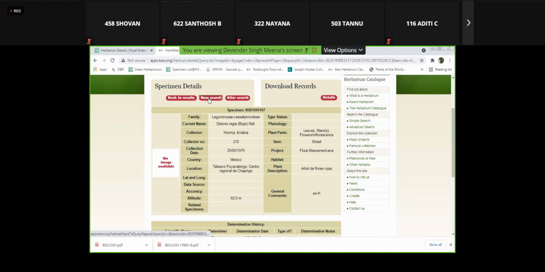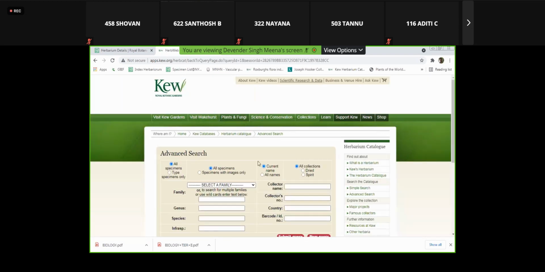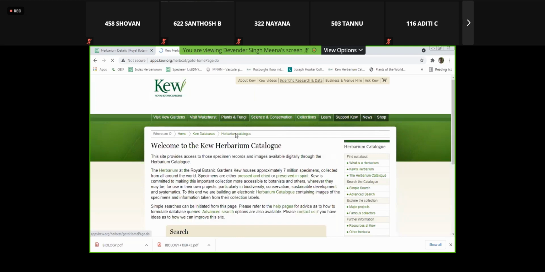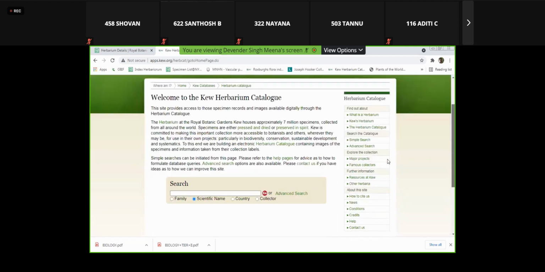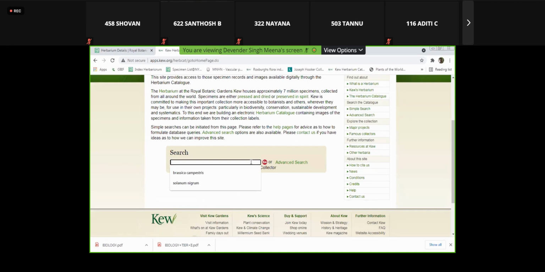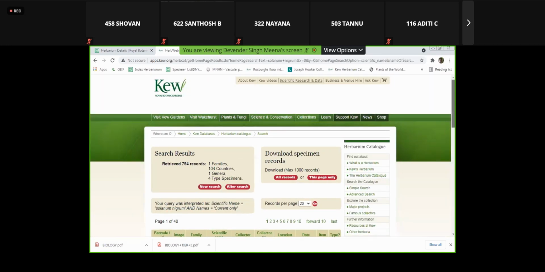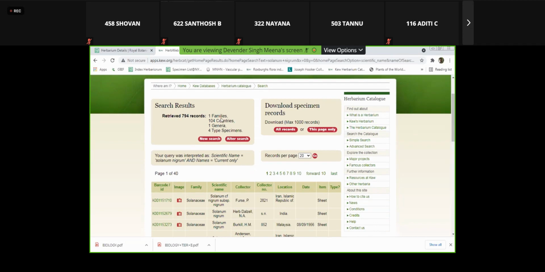Okay, there is no image available, but it's okay. So we are going to look at a simple search. For example, I'm searching for Solanum nigrum. Okay, and if I click on go, then I have some results. They are showing that they have retrieved 794 records from 1 family, and the collection is from 104 countries, 1 genera, and 4 type specimens.